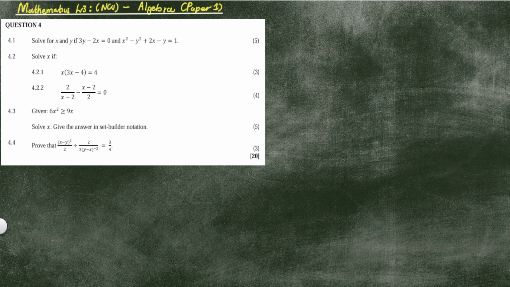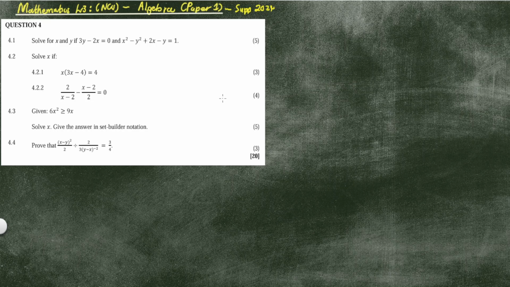Now, for this recording, we're going to be focusing on question 4. It's Mathematics Level 3 NCV. This question 4 is actually based on algebra only, right? It's a supplementary paper from 2024. This was written back in February last year, 2024.